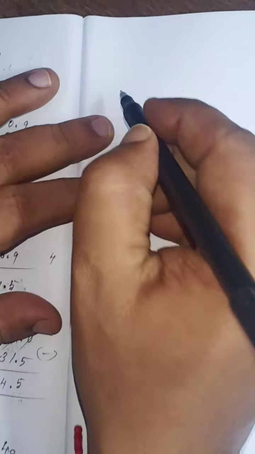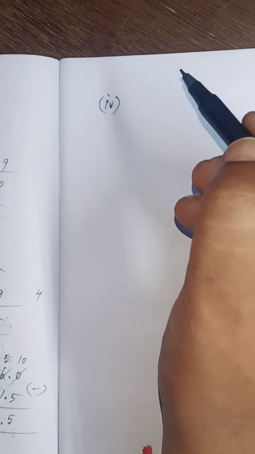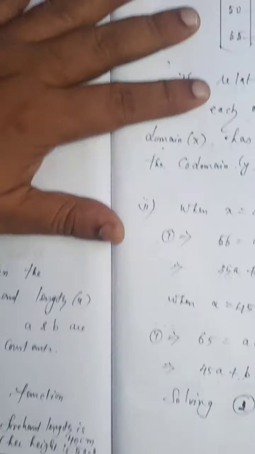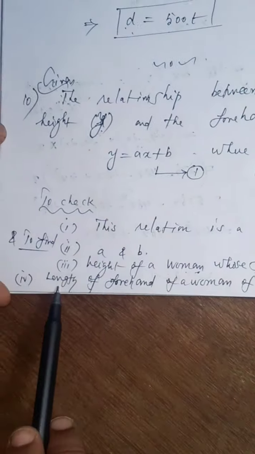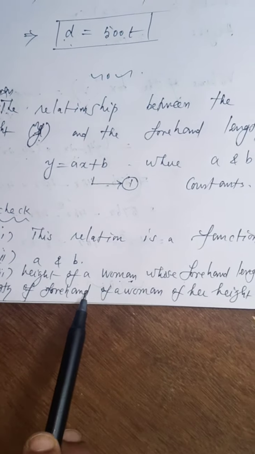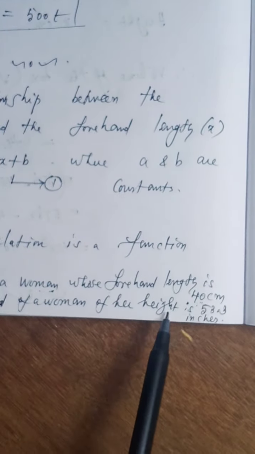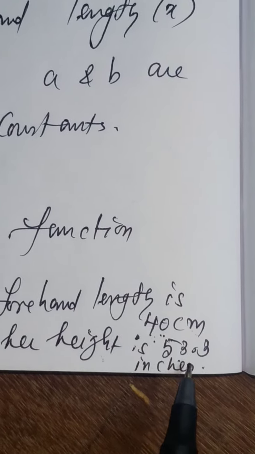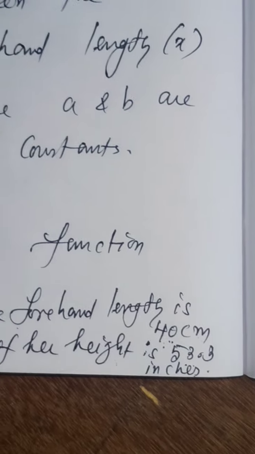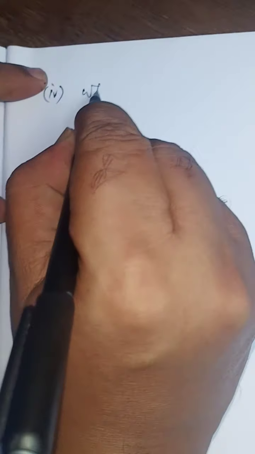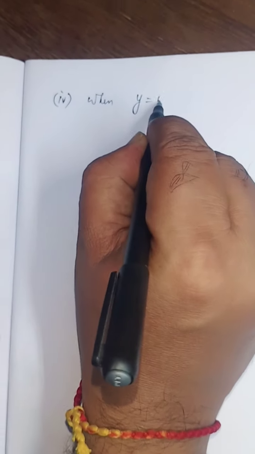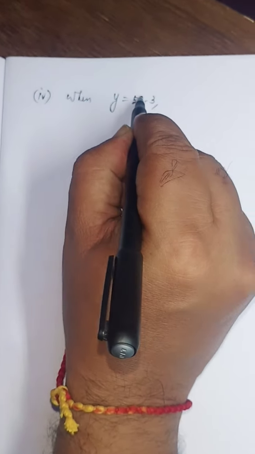Now subdivision number 4 is the last subdivision. Here, look at that. You are asked to find the length of the forehand. That means you are asked to find out the value of x. You are given the height. Height, that is the y value, is given. You are asked to find out the value of x. Okay. What is the value of y? 53.3 inches. When y, that is equal to 53.3.